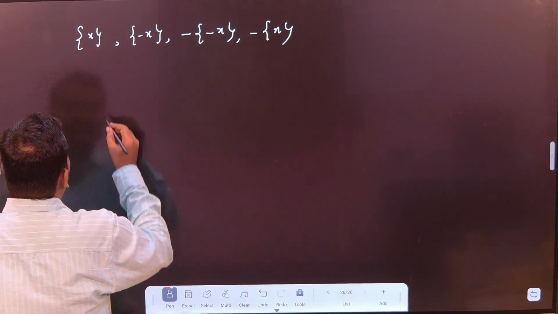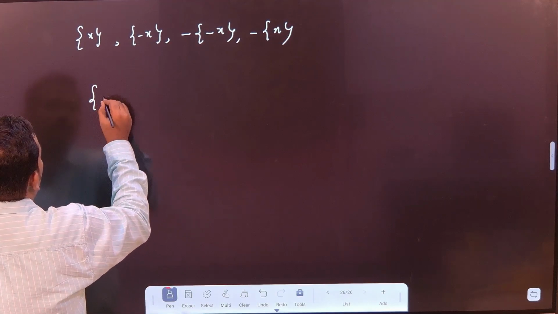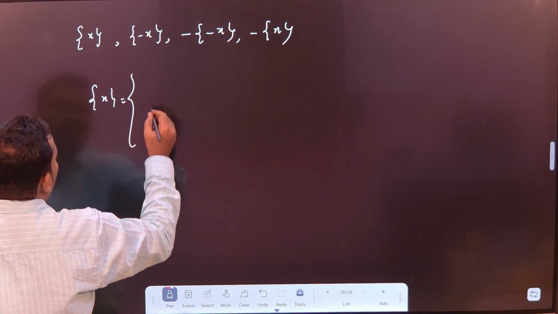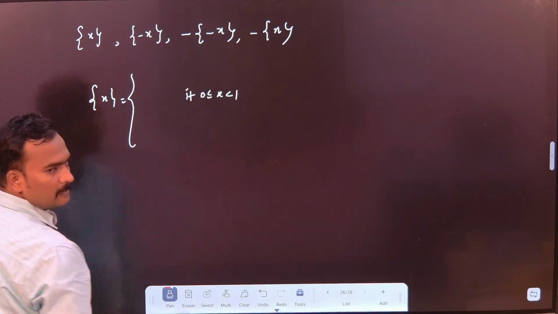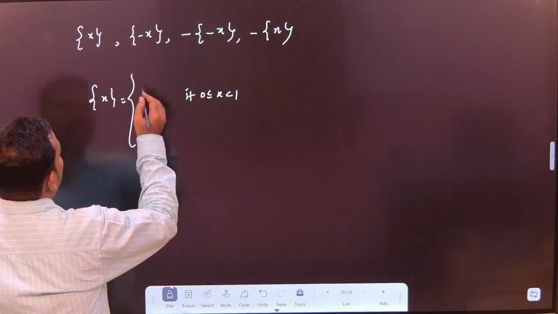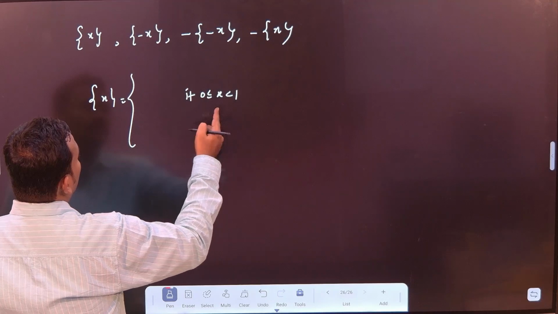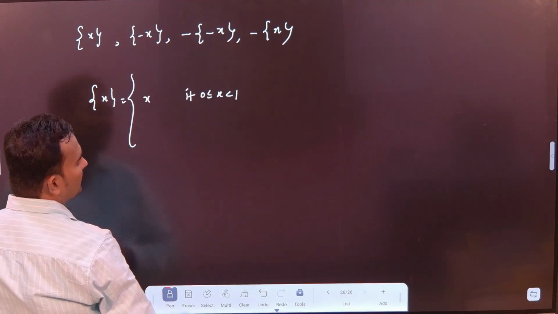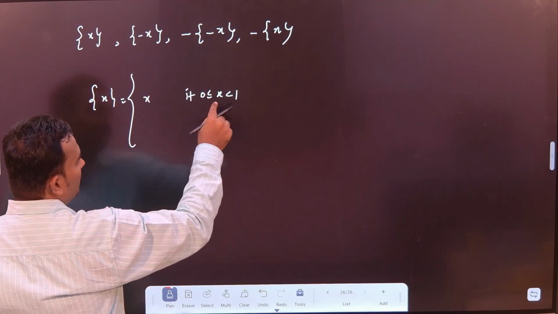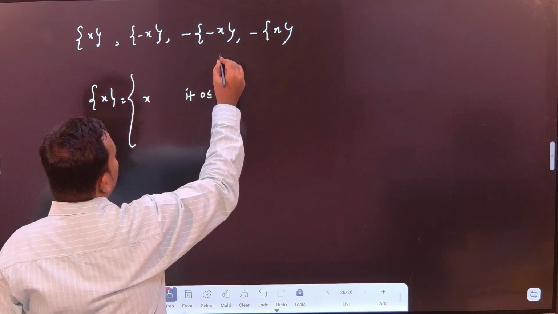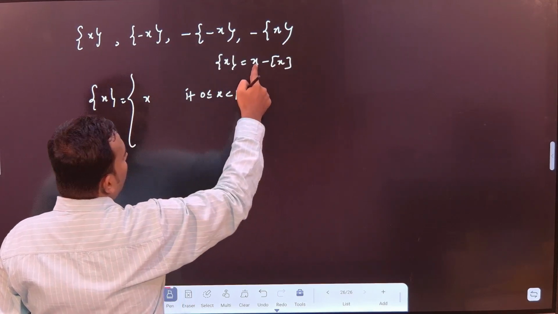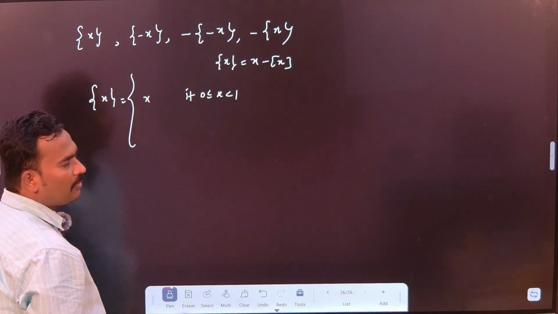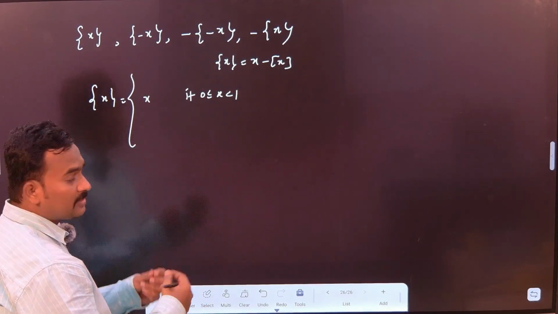Y axis mirror. You can see the fractional part function, how to define. When you take x from 0 to 1, what is the fractional part function's value? 0 to 1 will be x only. Let us take half. What is the fractional part function definition? X minus the greatest integer function. If you put half, half minus 0, it is half only, you are getting the same x.